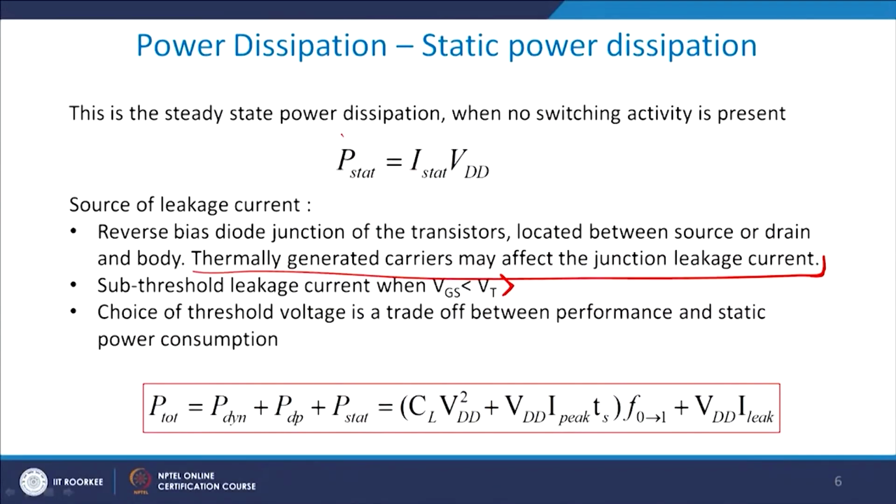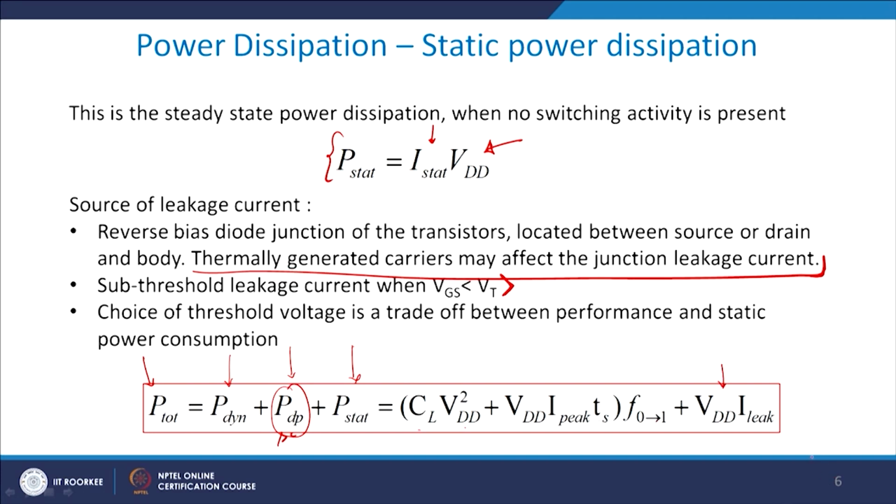So, I define P_stat, the static power, to be equal to I_stat, the static current, multiplied by VDD. We define P_total, the total power, as equal to dynamic power plus static power plus short circuit power, SC. This is CL VDD square plus VDD into ISC into TSC into f 0 to 1, and this is VDD into I_leak.